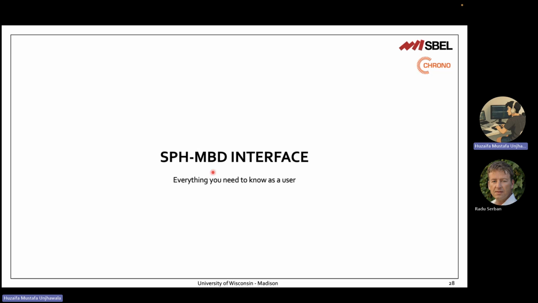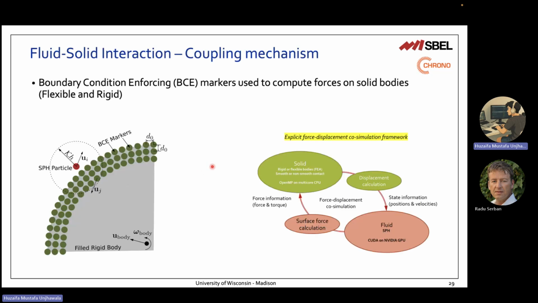Now we'll talk a bit about the interface between SPH and MBD. And as I said, the entity that does this in Chrono is the boundary condition enforcing markers. This is done differently in other codes. So for example, in DualSPHysics, you have a different way of enforcing these boundary conditions. But in Chrono, we enforce it this way. And what this means from a user's perspective is that you need to place these boundary condition enforcing markers on all your rigid and flexible bodies that you want to interact with the fluid domain.